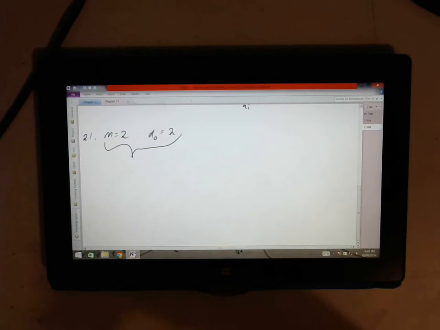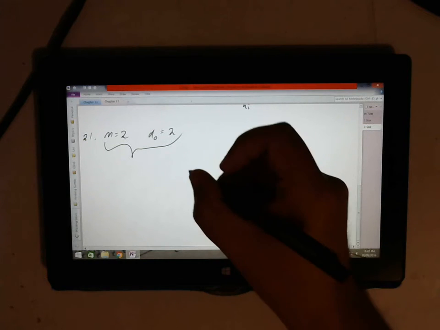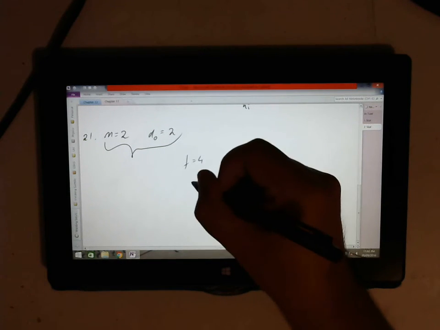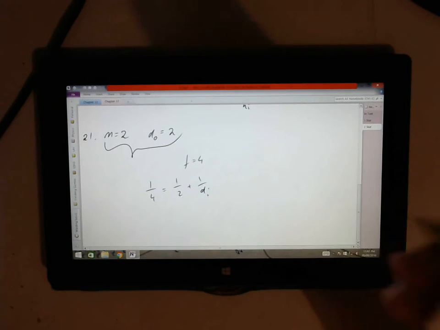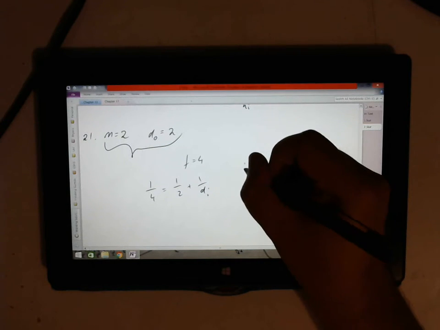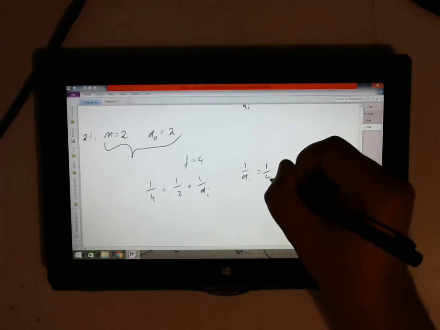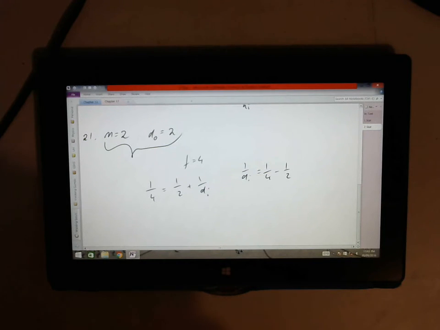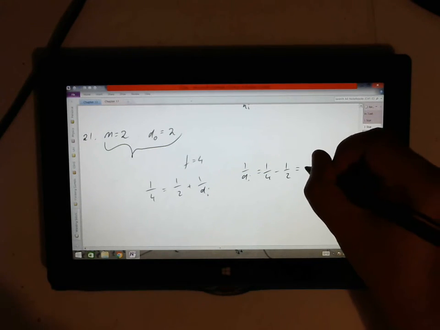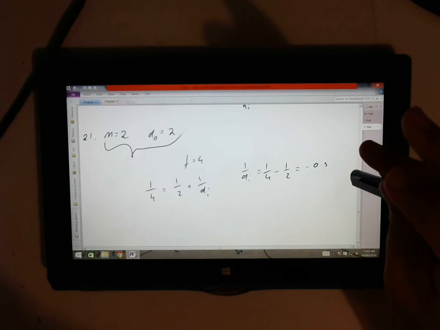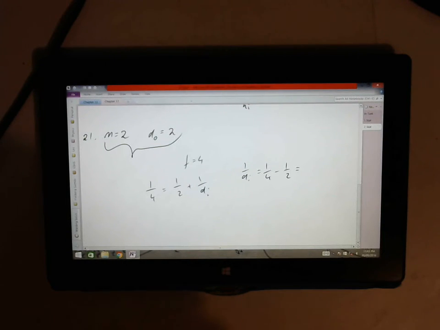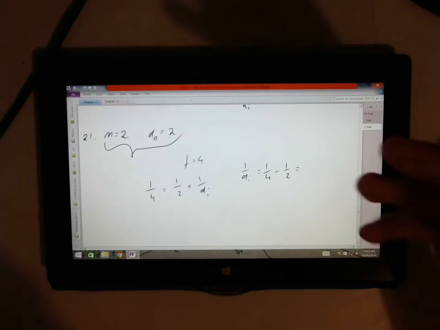This is a technique that's useful for studying in case you find something that you're not quite sure how it got to. We'll start with the answer and work backwards. If we have f equals 4, then we would have 1 over 4 equals 1 over 2 plus 1 over di, which means 1 over di equals 1 over 4, take away 1 over 2. Well, that equals negative 0.5. No, it doesn't. 1 over 4, take away 1 over 2, so it equals negative 1/4.